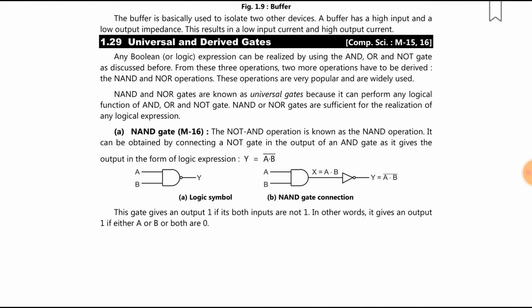NAND and NOR gates are known as universal gates because they can perform any logical function of the AND, OR and NOT gates. NAND and NOR gates are sufficient for the realization of any logic expression. The NAND gate is a NOT of an AND operation, known as a NAND operation. It can be obtained by connecting a NOT gate to the output of an AND gate. This gate gives the output 1 if both inputs are not 1. In other words, it gives the output 1 if A and B are both 0.